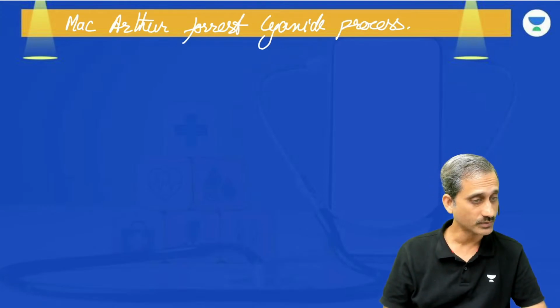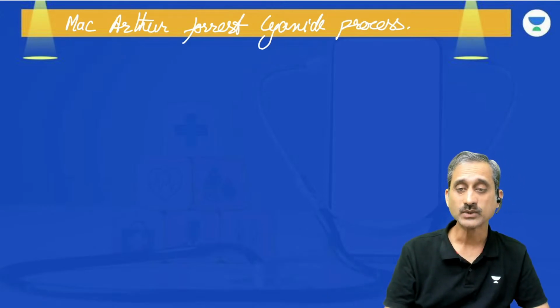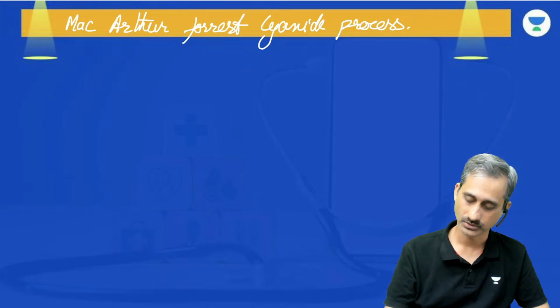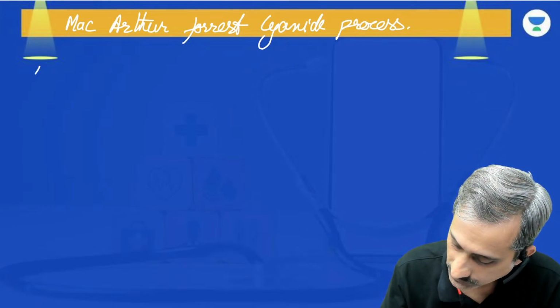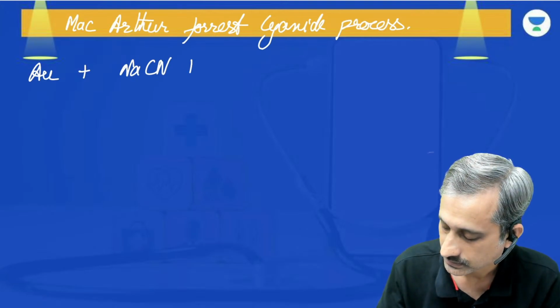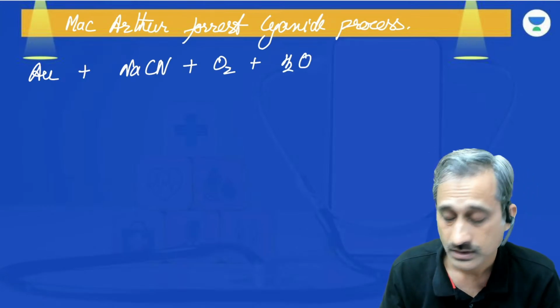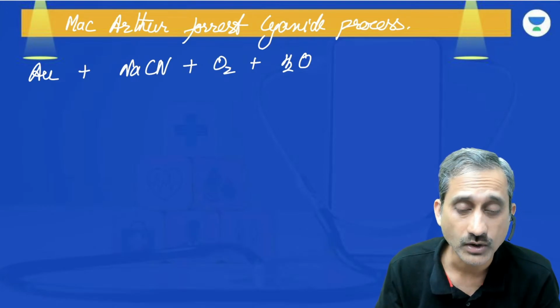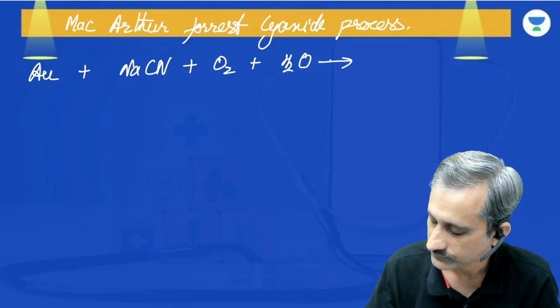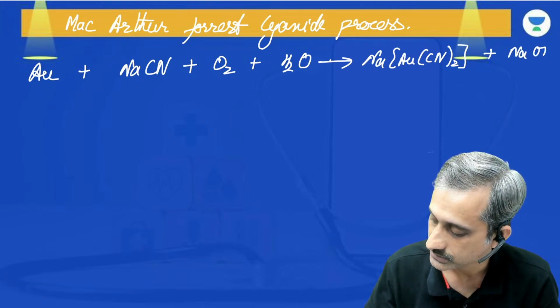And what do we do? How do we make it unusable forever? We take that sand and we scrub it with sodium cyanide and oxygen. Okay. Let us say we have gold. We treat it with sodium cyanide in presence of oxygen and water. In presence of oxygen and cyanide, gold forms a complex. It forms NaAu(CN)2 plus sodium hydroxide.